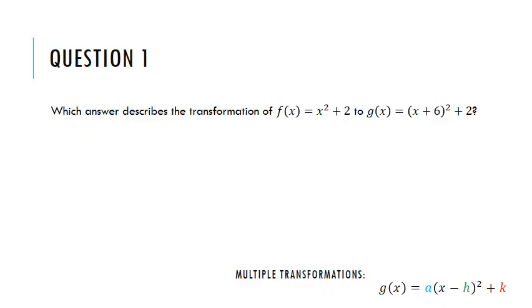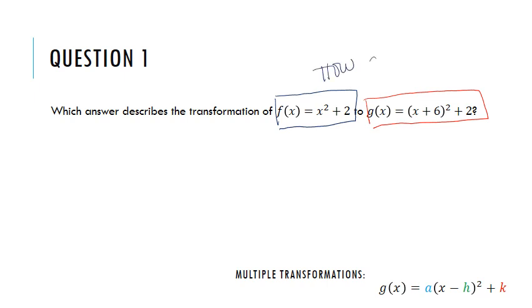We're going to go ahead and get started with question number 1, which is just like your question number 1 on your quiz. It says, which answer describes the transformation of f of x equals x squared plus 2? That is our original function. And then we're transforming to g of x equals the quantity of x plus 6 all squared plus 2. So we want to see how it changed from my initial function f of x to that new function g of x.